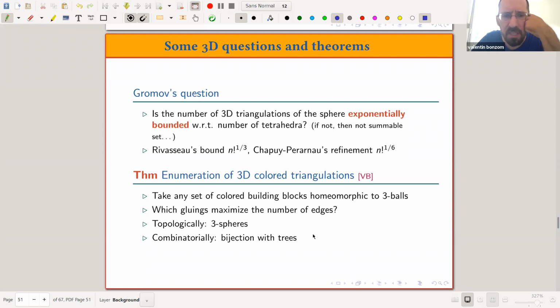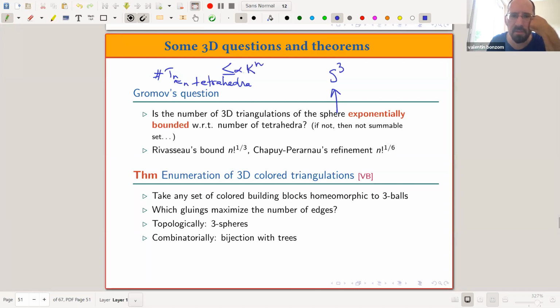So the question is as follows: is the number of 3D triangulations of the sphere S3 exponentially bounded with respect to the number of tetrahedra? So basically, the number of triangulations, say T_n with n tetrahedra, is it bounded exponentially, like k to the n times some constant?